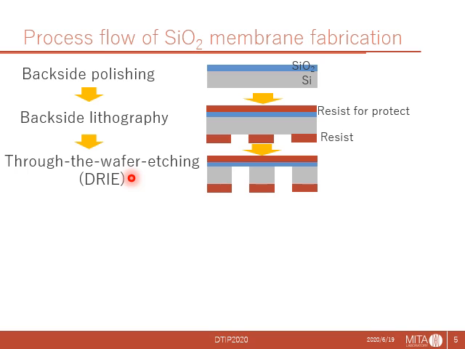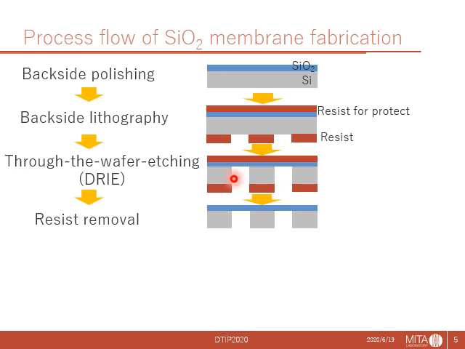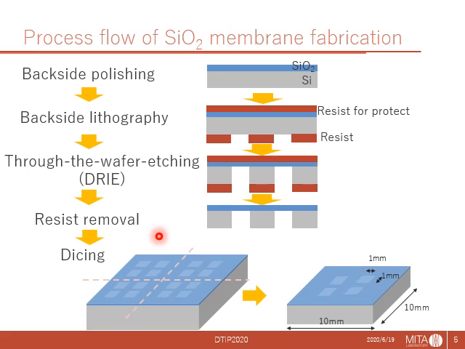As a side note, the dummy wafer was a silicon wafer coated with sputtered aluminum to prevent it from etching. We stopped etching as soon as a part of the membrane had been exposed. And after resist removal by solvent, the chip was diced into smaller pieces.